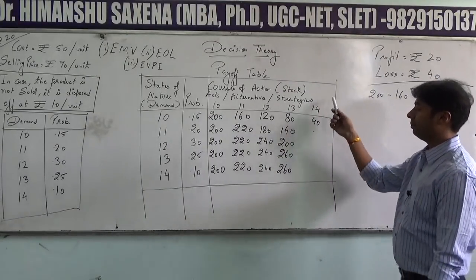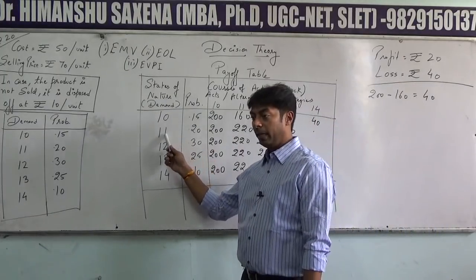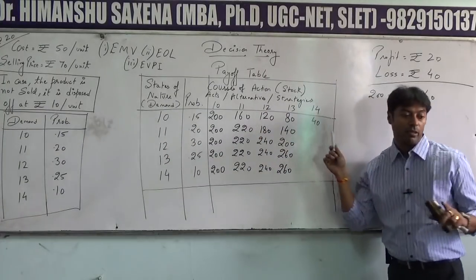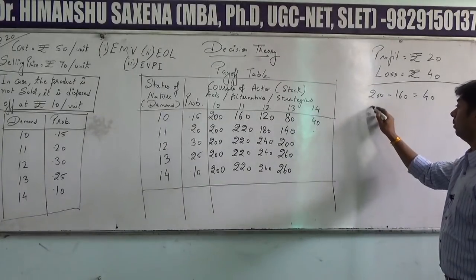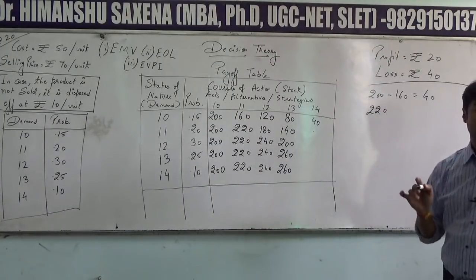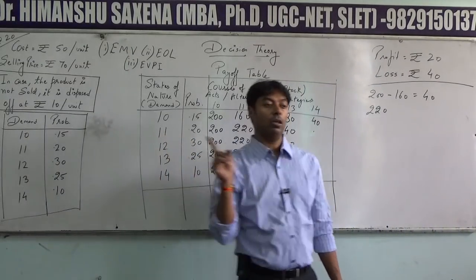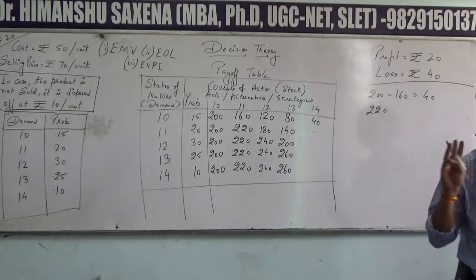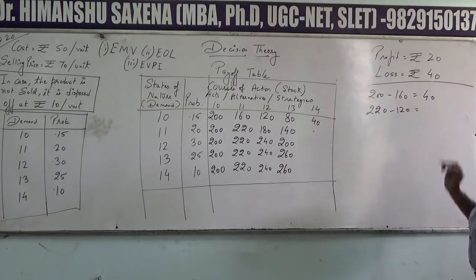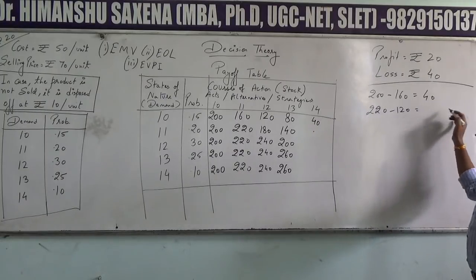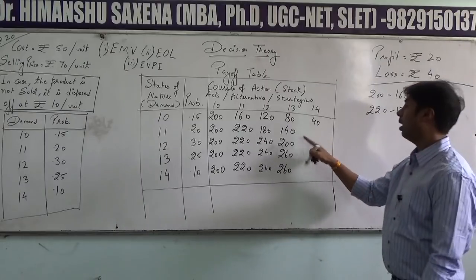Next, the stock is 14 and the demand is 11. Now when the stock is 14 and the demand is 11, so 11 units will give you a gross profit of 220. Now from 14, if 11 are gone, you are left with 3 units. Now these 3 units will give you a consolidated loss of 120. The payoff 220 minus 120 will be equal to 100.